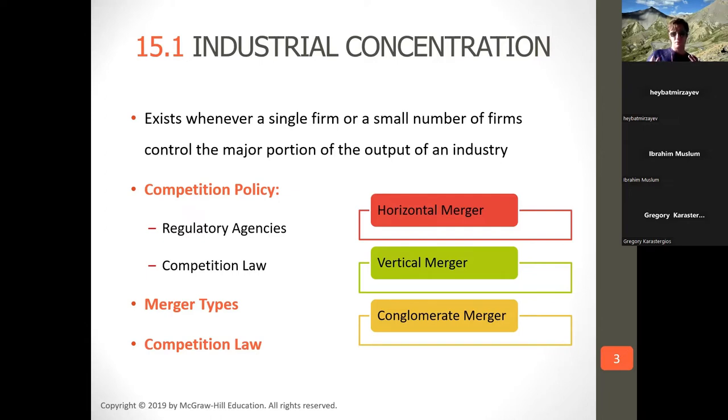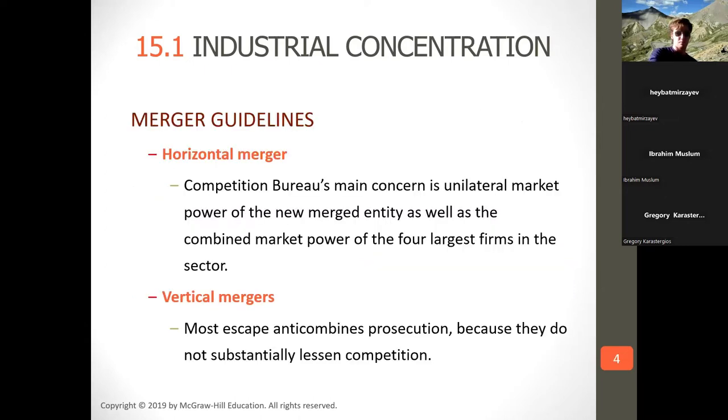A horizontal merger would be if a company merges with another company in the same industry. So if a bank merges with another bank. A vertical merger would be if a manufacturer buys a distributor, or the manufacturer buys the creator of the inputs needed for manufacturing. Then a conglomerate merger is when you merge with companies from other industries. So if a bank buys a railroad, or if a bank buys a tech company, and they all merge together.